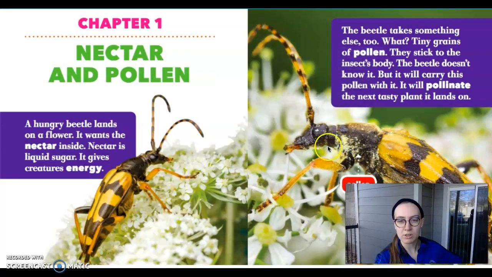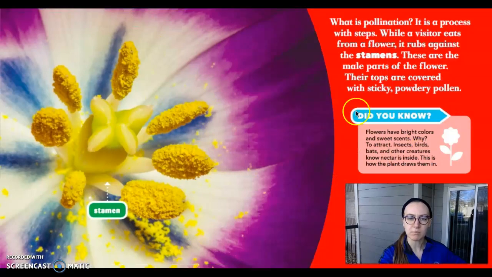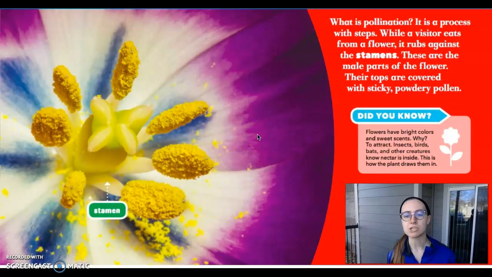So they usually show up as yellow dust. It looks like there's some pollen on this beetle right here. Oh, yep, there it is. So it sounds like pollen is going to help flowers grow or plants grow. But this beetle didn't even know it. Well, let's keep learning. What is pollination?